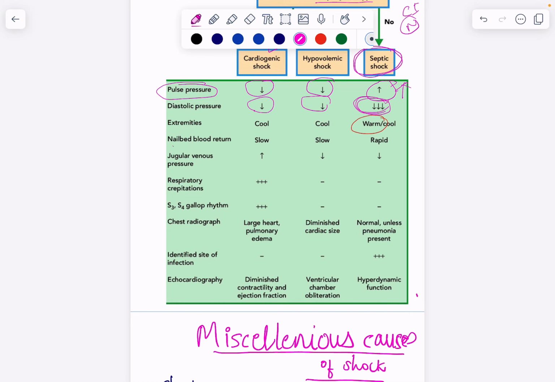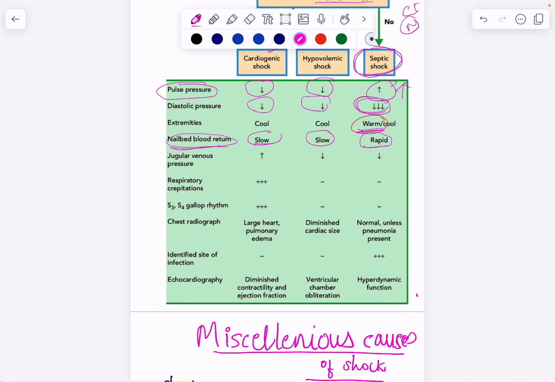If you see the nail bed of the patient, if you want to check capillary flow, it is usually slow in case of cardiogenic shock and hypovolemic shock. In septic shock, you have seen two features: warm extremities and the flow will be comparatively rapid, but it is not so in cardiogenic or hypovolemic shock, okay.